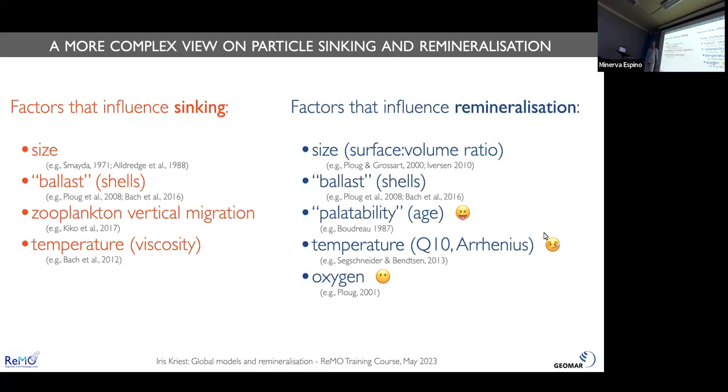Temperature, we've heard a lot about the Q10 rule and the Arrhenius rule. I won't dive into that here. And of course, oxygen. If there's no oxygen, the bacteria can't respire.